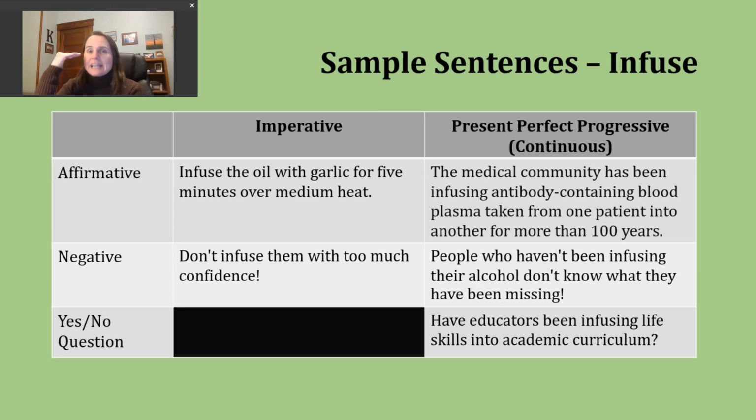Someone is telling you the exact steps you need to do to prepare a certain dish. Now, if you want to make a sentence in the negative and imperative, what you would do is start with do not and then the base verb. You could also use the contraction don't and then the base verb. An example of this might be, "Don't infuse them with too much confidence."